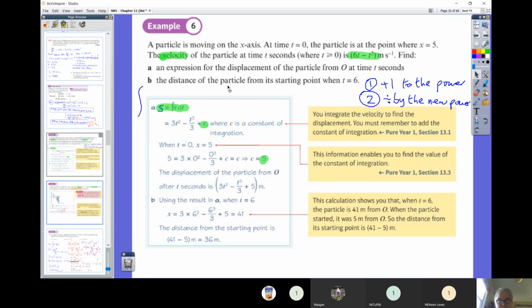And then part B, simple enough. The distance from its starting point when t is 6, you just substitute 6 into that equation that you've just worked out. So pretty straightforward part B.